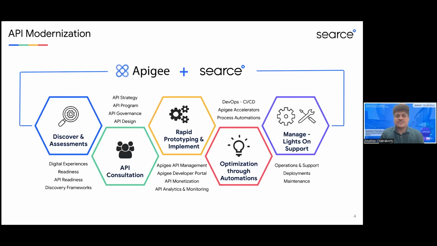Then finally, we have lights on support, where we provide support to you. We have our L1, L2, L3 teams, which would look at your tickets, and we would help and support and maintain your environments. So yeah, that's it from my side. I'll now pass on to Satyam for the next couple of slides, where he'll continue with the API factory model that we have implemented at Sears. Thank you.